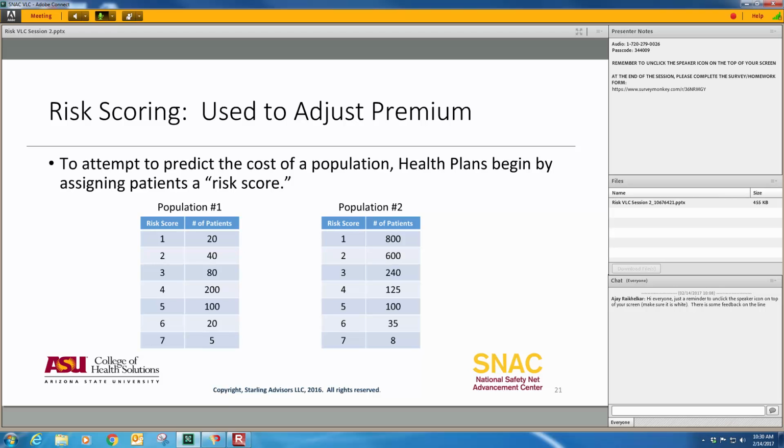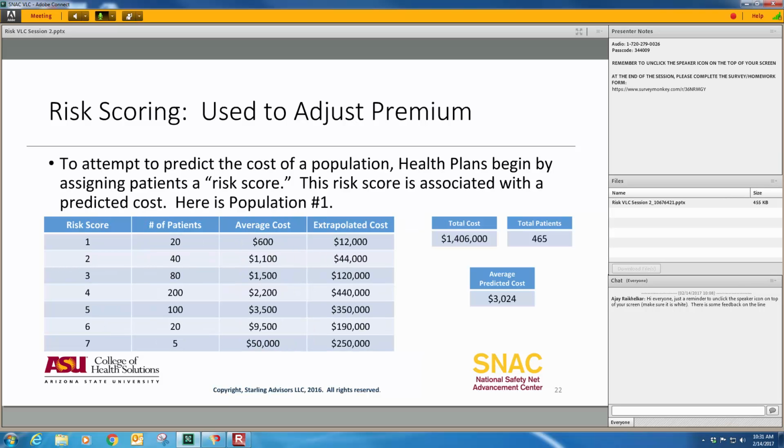Here are two populations. We've tried to give you a little bit of clarity on how this might work, and we have come up with a completely hypothetical risk score of 1 through 7, 1 being low risk, 7 being the highest risk. And based on this population, I think you can pretty quickly come up with some interesting observations. Population 1 has quite a few more patients in the 4 and 5 and a lot less in the 1 and 2. Population 2 is a larger population, which looks like most of its patients really fall in the lower tiers of risk, the 1s and the 2s.